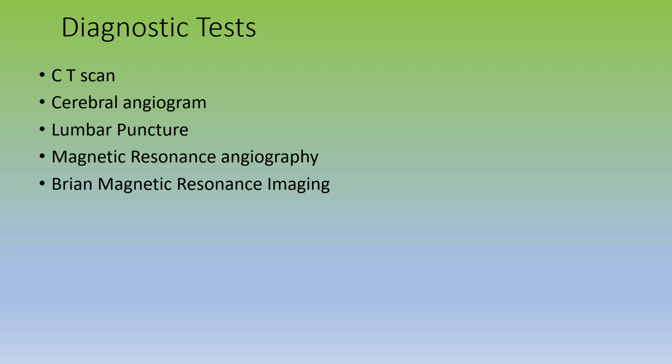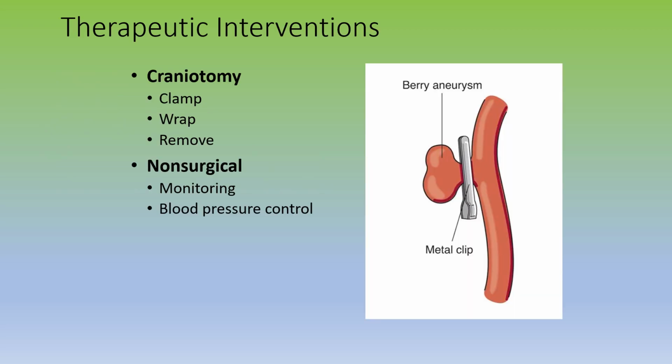Therapeutic interventions include a craniotomy, which is performed to create an opening in the skull to reach the aneurysm in the brain. The neurosurgeon places a small metal clip on the neck of the opening of the aneurysm, and this is to obstruct blood flow. And then non-surgical is monitoring and ensuring that the blood pressure is in control. So this is where you want to make sure the blood pressure remains at 120/80 in such patients.